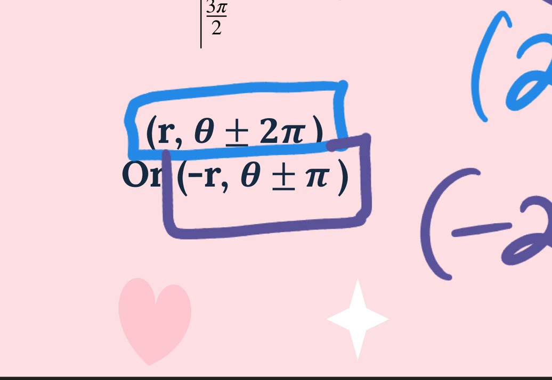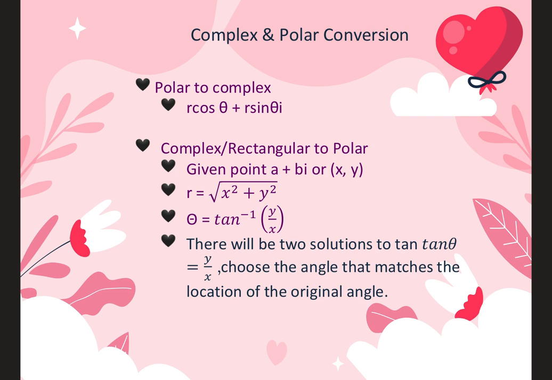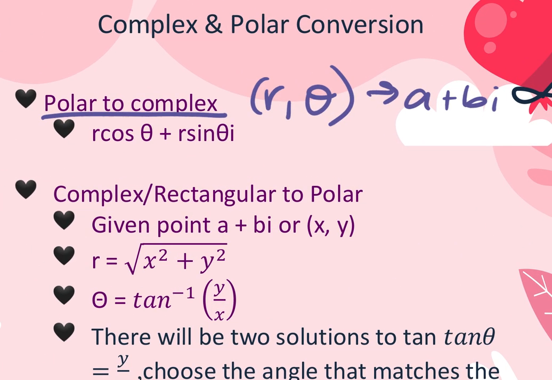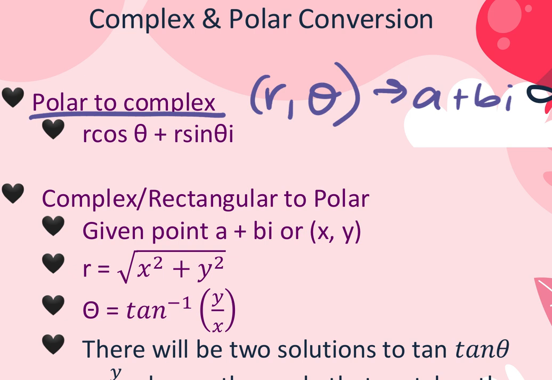Make sense? Yeah? All right. Now we're going to go from polar to rectangular, or polar to complex, and rectangular to polar, or complex to polar, okay? So we're converting back and forth between the two. The first one is polar to complex. So if I have r, theta and I want to go to complex, which is in a plus bi form, then I take my r, multiply it times the cosine of that angle, and add to it r times the sine of that angle.